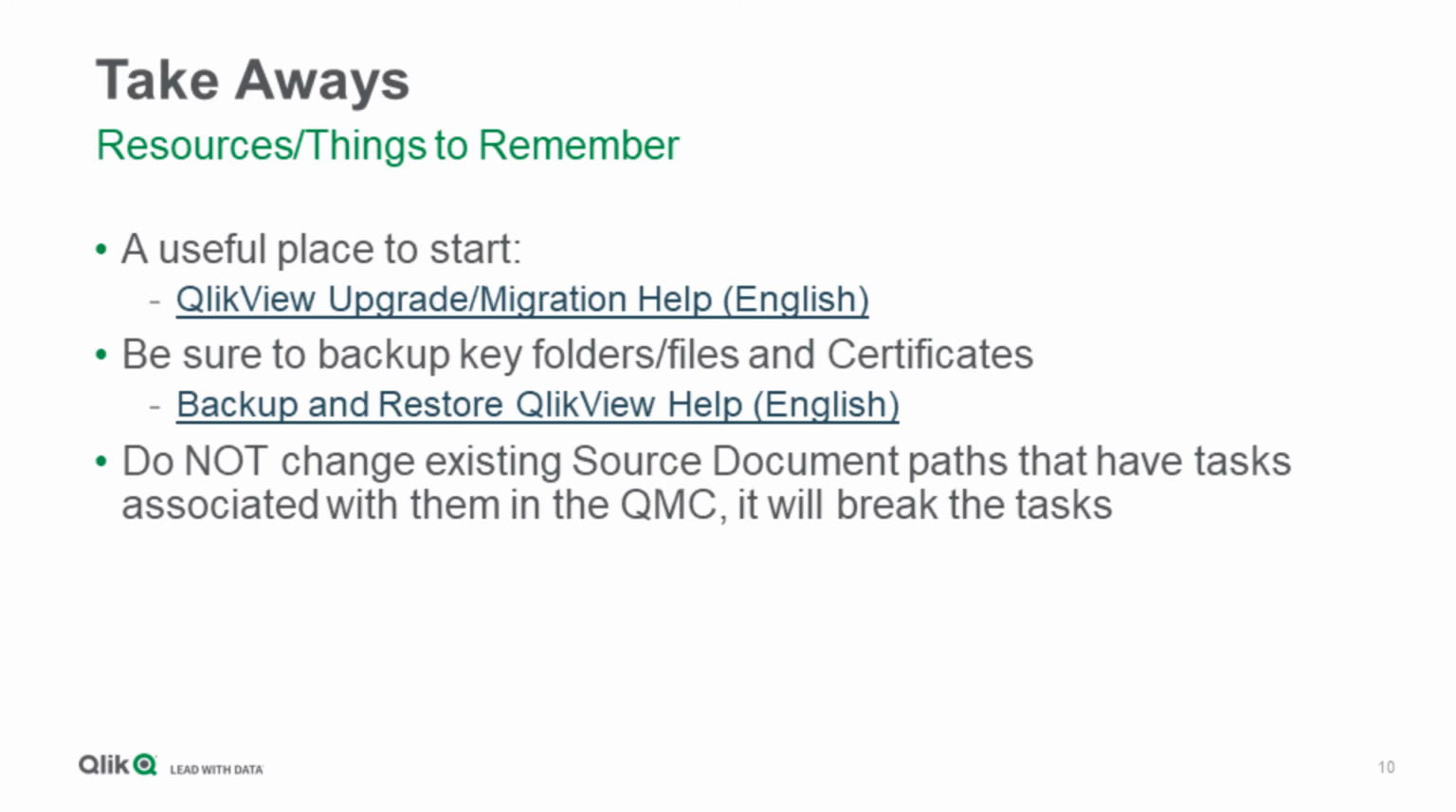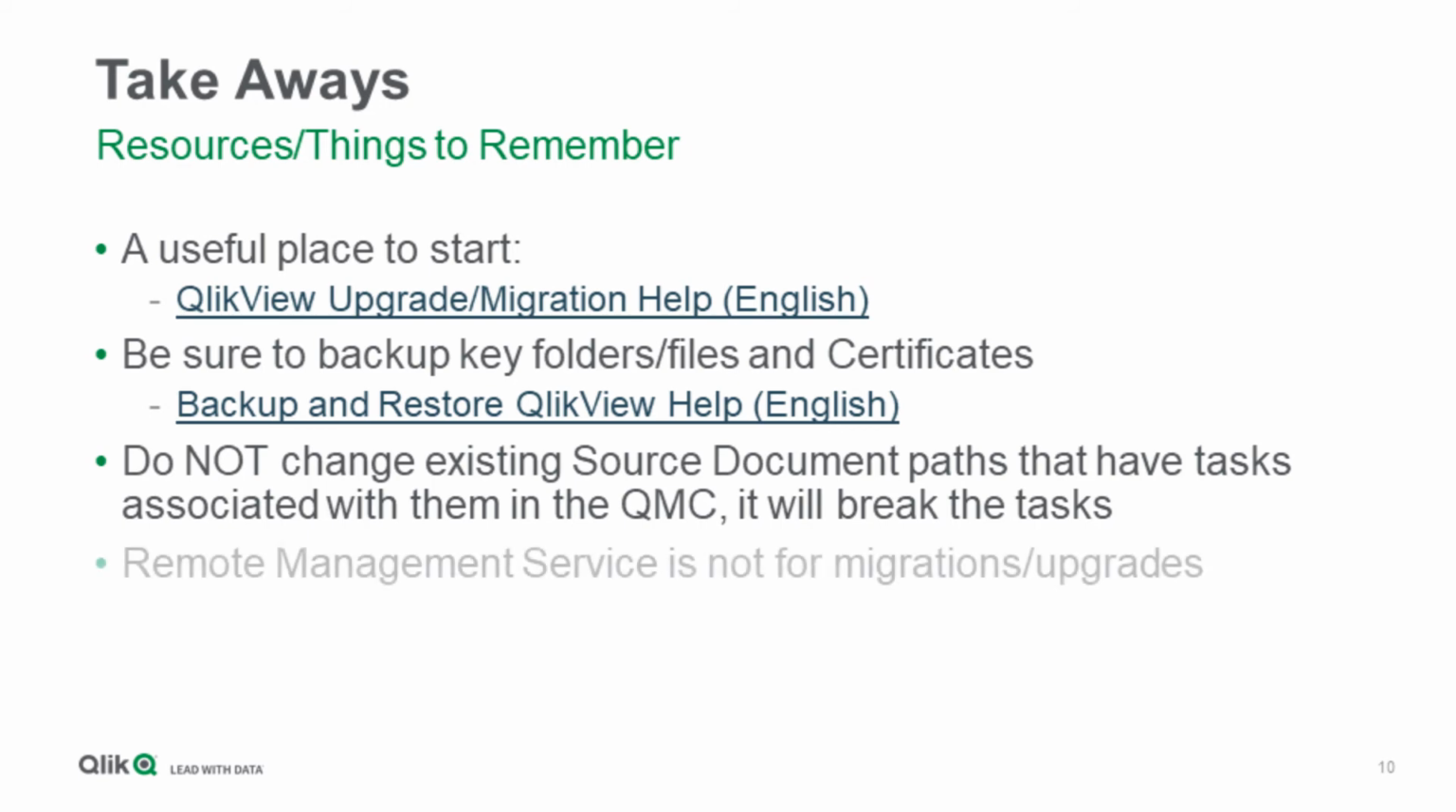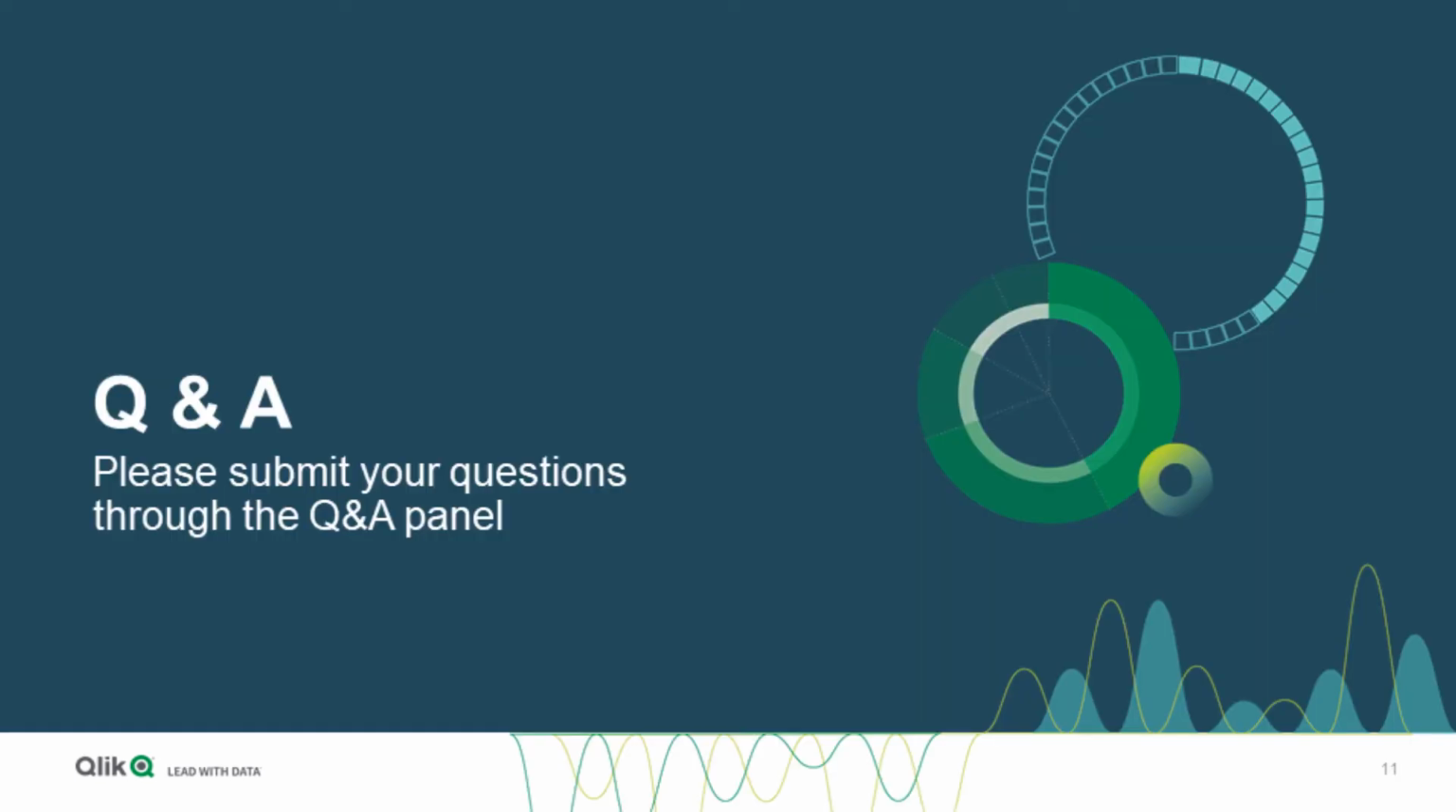If you add new folders, you would need to add those new folders, and then it's a little tricky at that point. You have to figure out which source docs you want to repoint to the new folder GUIDs. Hopefully that kind of makes sense. And then lastly, the remote management service is not really for migrations and upgrades. It's really meant for migrating tasks between environments only. It's not meant as a full migration tool. And with that, I appreciate the time, and we'll move on to Q&A.